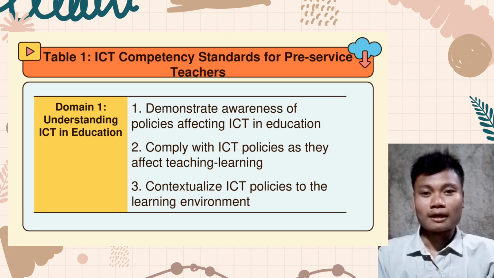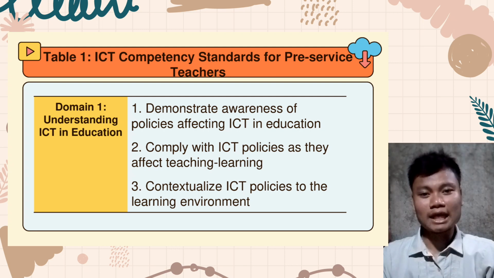We have 3 indicators in domain 1, understanding ICT and education. What are those? In here, you cannot say that, oh, I understand the ICT role in education, I already know that. But no, it should not end with your understanding.